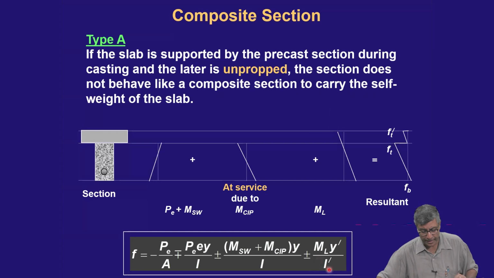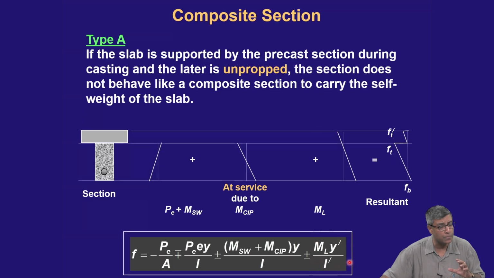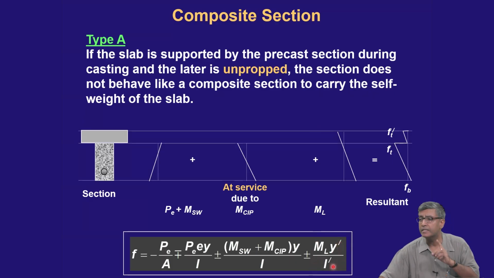Now, here we are adding the term for the live load, where we are now using different section properties. These section properties are for the composite section, whereas the first three terms were for the precast section.